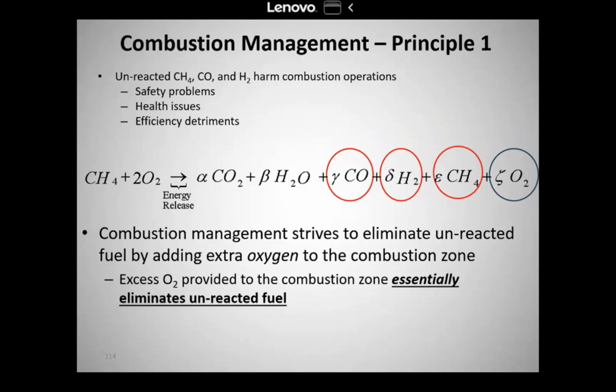Excess O2 provided to the combustion zone essentially eliminates unreacted fuel. So we're going to keep cramming in more and more oxygen until we burn all of the stuff appropriately. So all the carbon will burn to CO2, all the hydrogen will burn to water vapor, and we won't have anything else combustible left. So that's combustion. These combustion management principles in this course are pretty simple. Put in all the air you need until you burn all of the fuel. That's pretty simple.